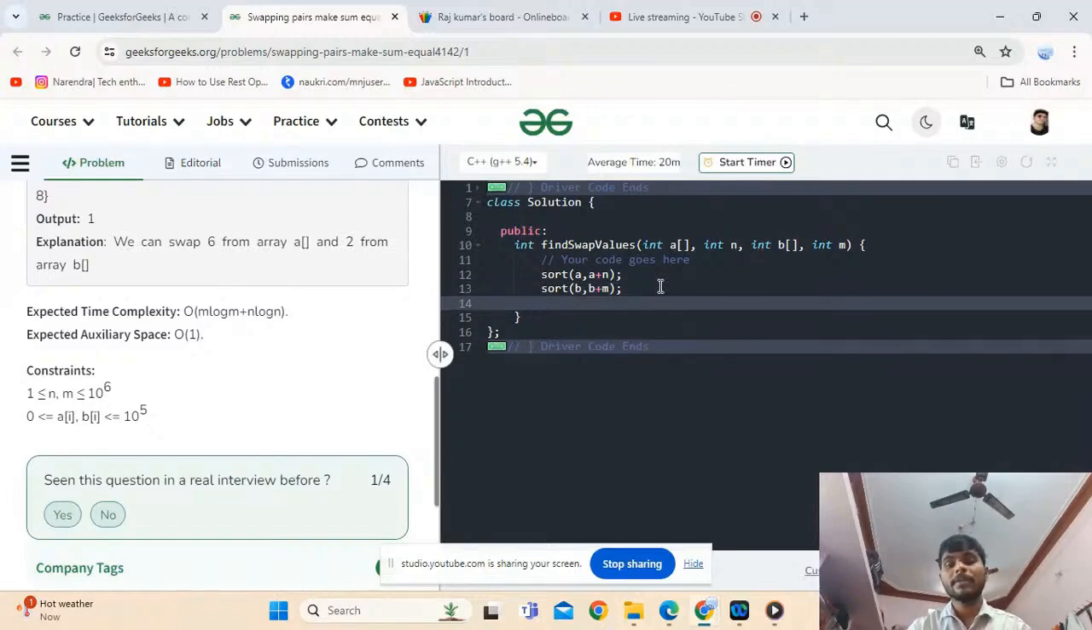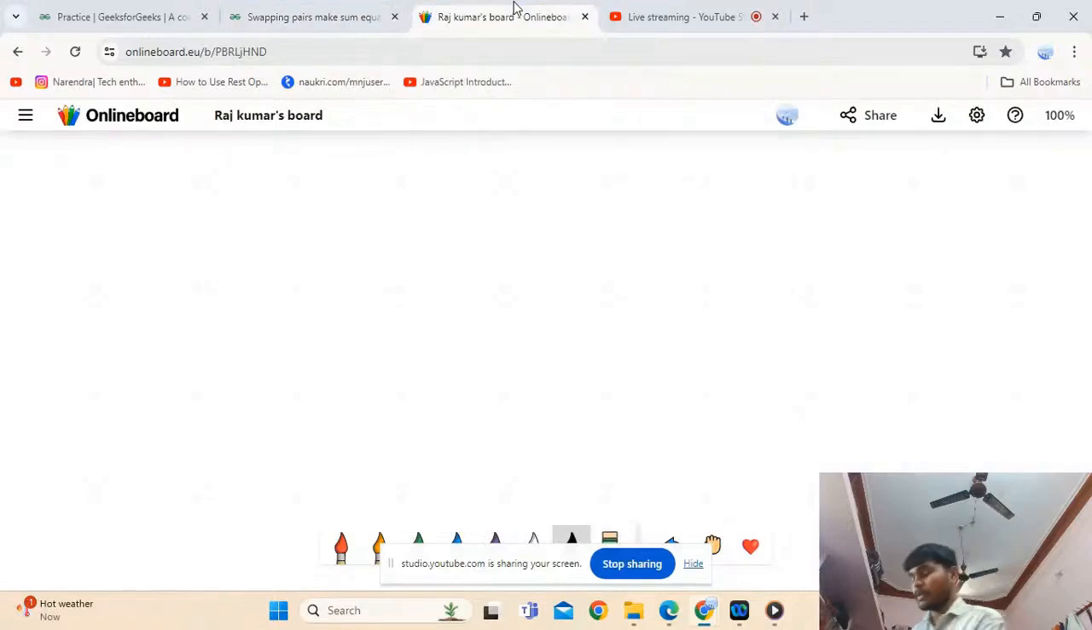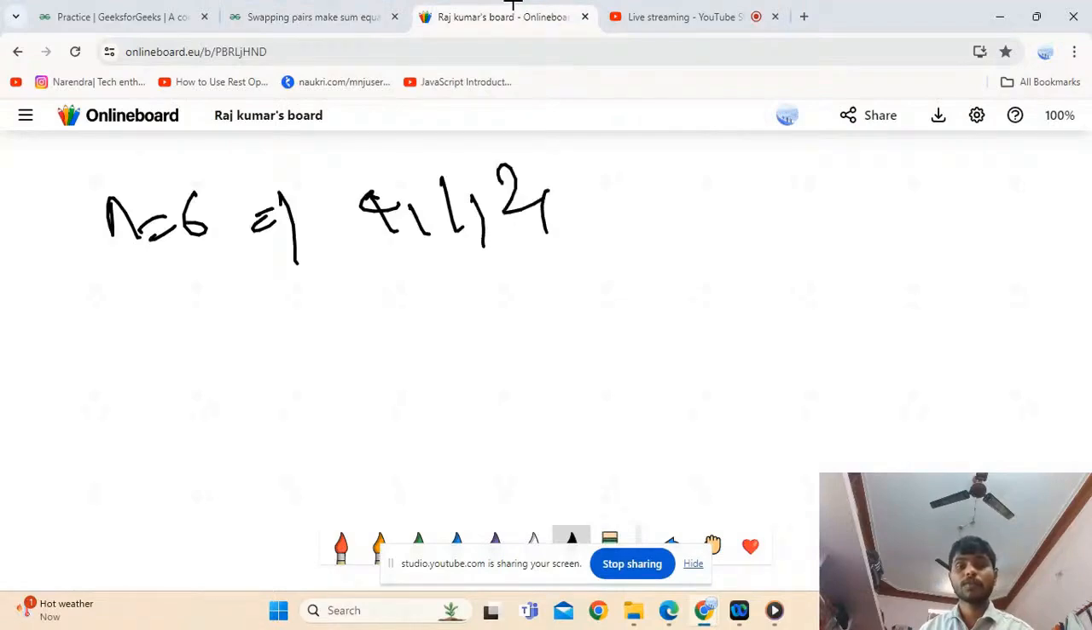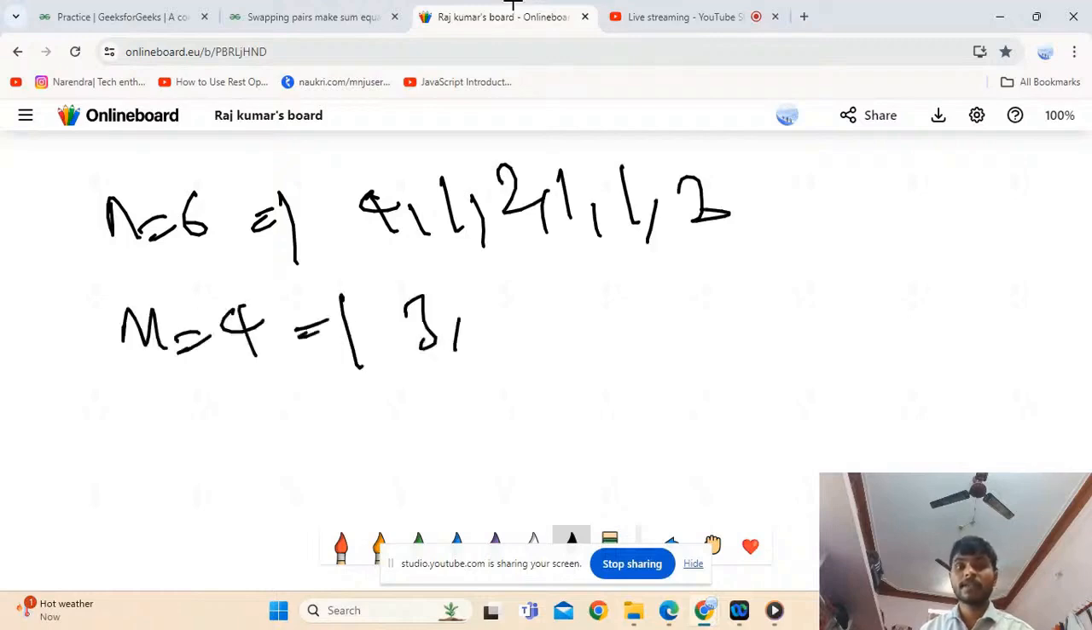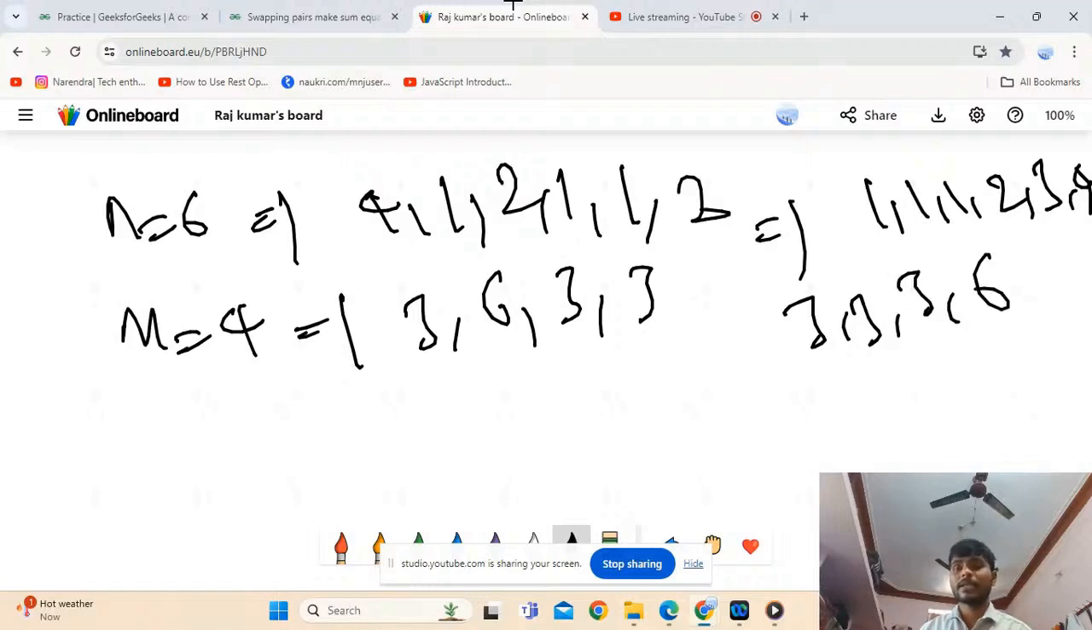Okay, sort a plus n. Now, 4 1 2 1 2 2, right? n is equal to 6, right? 4 1 2 1 1 2. M is equal to 4, right? 3 6 3 3. So what I'm doing, I'm just sorting these two parts: 1 comma 1 comma 1, 2 comma 3 comma 4. Okay, 3 comma 3 comma 3 6. Now I am sorting these two parts.